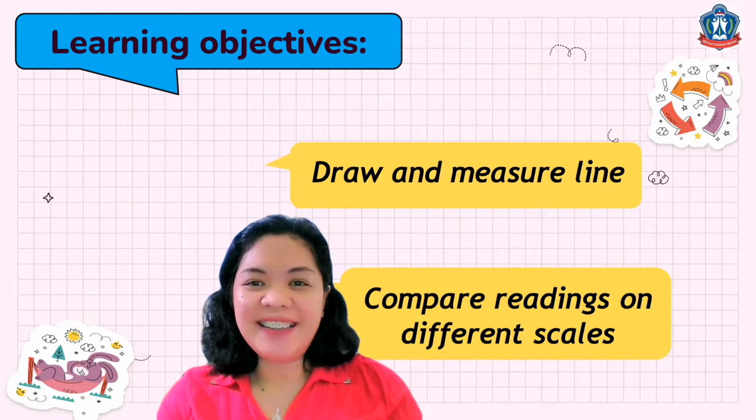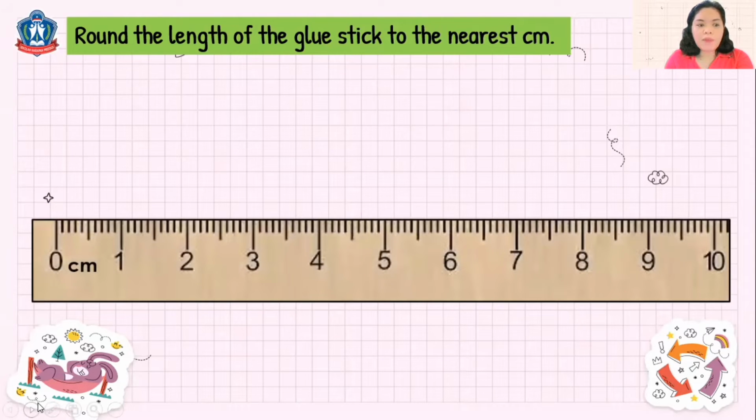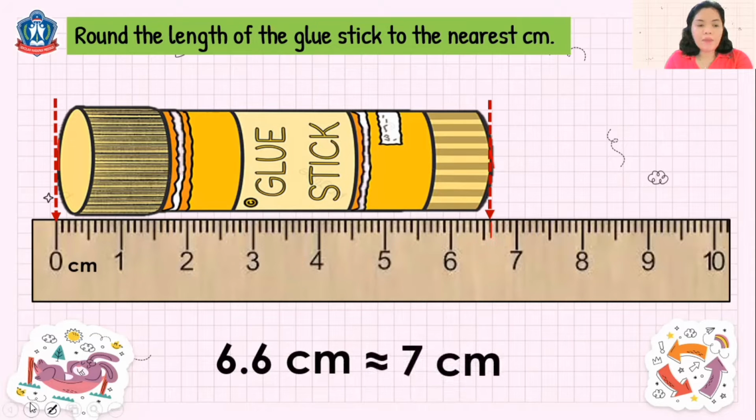Come on, let's start. Before we start, let's review first about rounding measurements to the nearest whole unit. I have here a glow stick. What is the measurement of this glow stick? Yes, the measurement is 6.6 centimeters. In measuring length, children, take note that we will measure starting from the left edge and the right edge. So this is 6.6 centimeters. Rounded to the nearest centimeter is 7 centimeters.